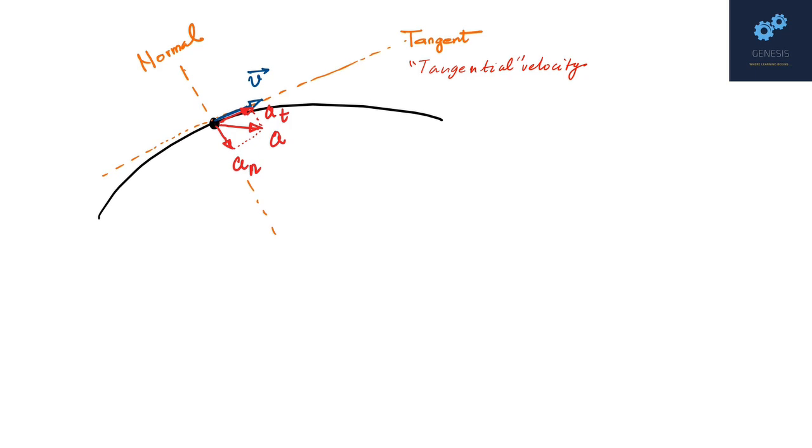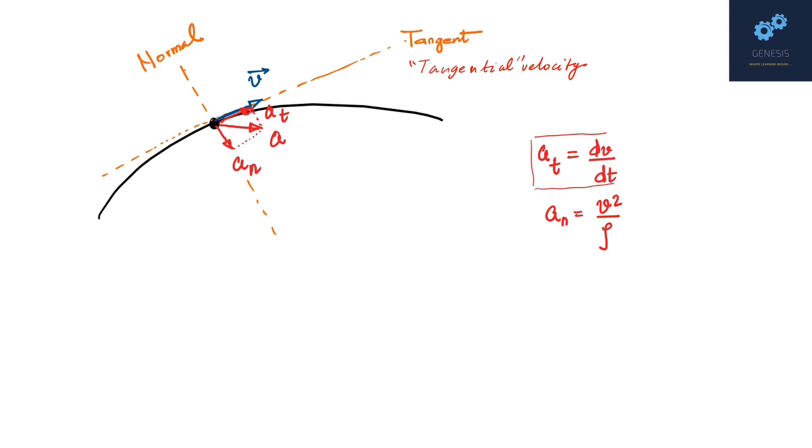Now going ahead, the acceleration vector can be resolved into two components, AT and AN. Along the tangent, AT, the tangential acceleration; along the normal, AN, the normal acceleration. The tangential acceleration is the one which changes the speed, and the normal acceleration is the one which changes the direction of the velocity vector.